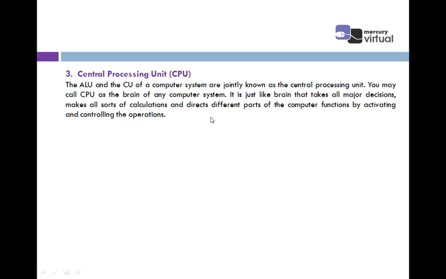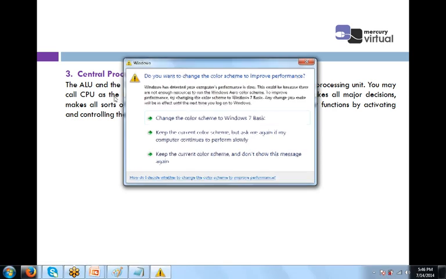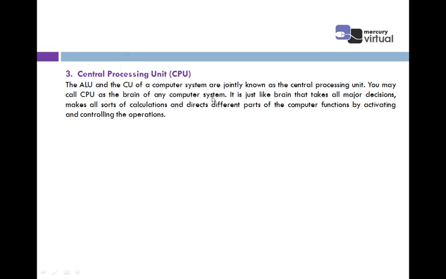As I told you, CPU is the brain. This is written over here. CPU acts as the brain of any computer system. It is just like a brain that takes all major decisions, makes all sorts of calculations, and directs different parts of the computer functions by activating and controlling the operation.